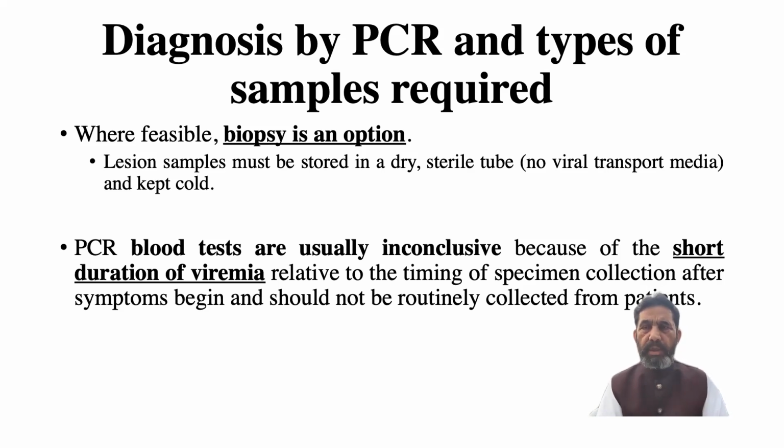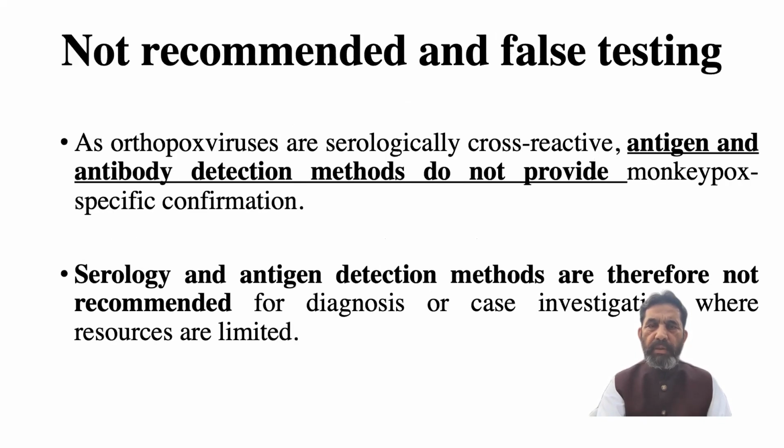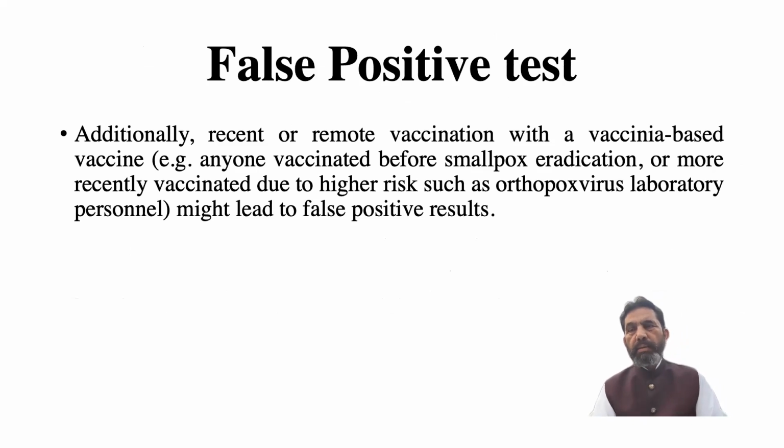PCR from the blood, saliva, anal secretions, or semen is usually inconclusive, especially in the blood, because the viremia is of very short duration. That's why you cannot get any proper report from this PCR. If you are taking a sample from the blood and there are no signs and symptoms, the clinical symptoms are very important when you are collecting the sample before the eruptive phase appears.